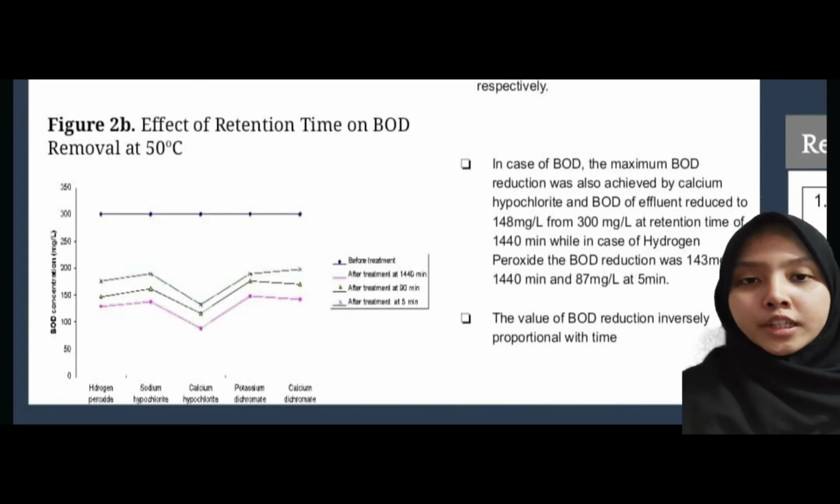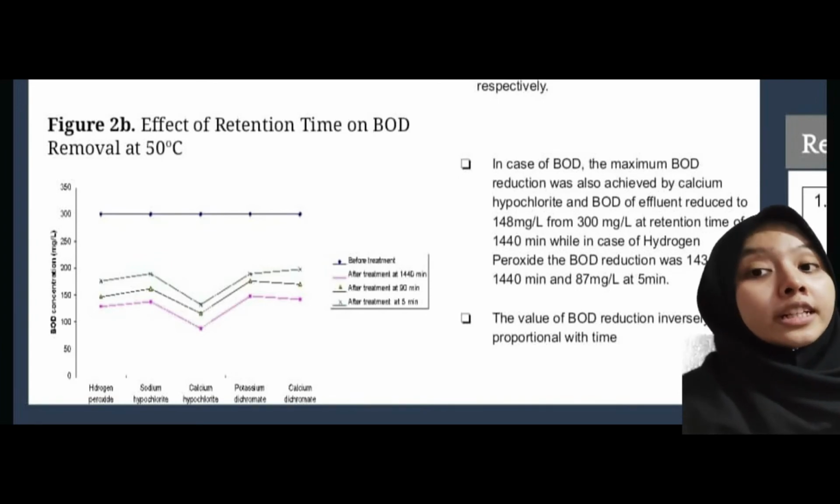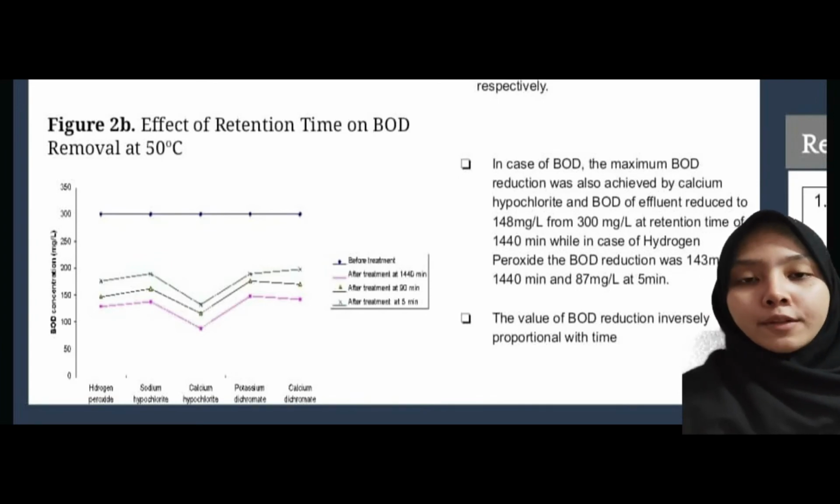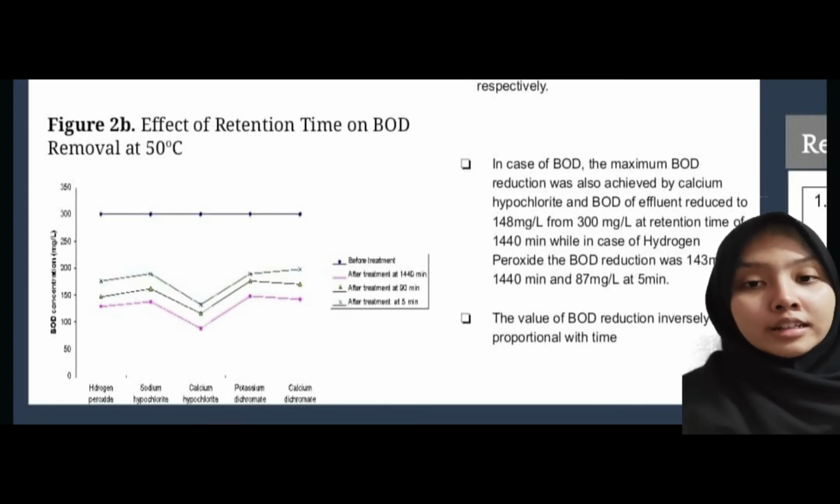Next, we move to figure 2b, the effect of retention time on BOD removal at 50 degrees Celsius. In this graph, it shows the value of BOD reduction is decreasing as the time increases. The value of BOD reduction at 50 degrees Celsius is lower compared to the value of COD reduction at 50 degrees Celsius. The value of BOD reduction achieved by calcium hypochlorite is the lowest.